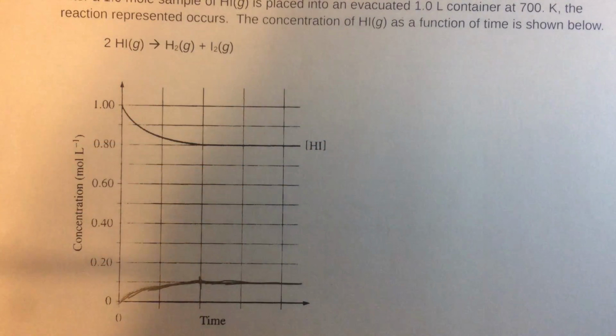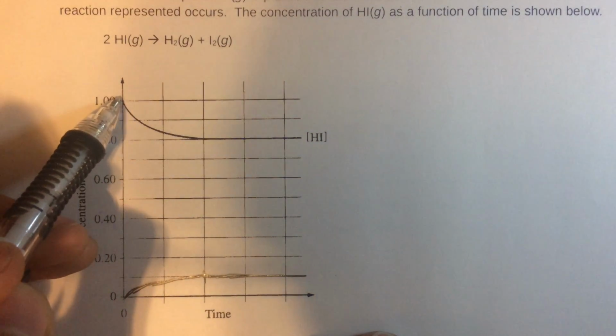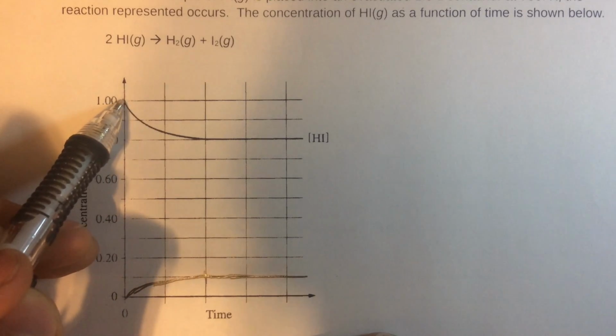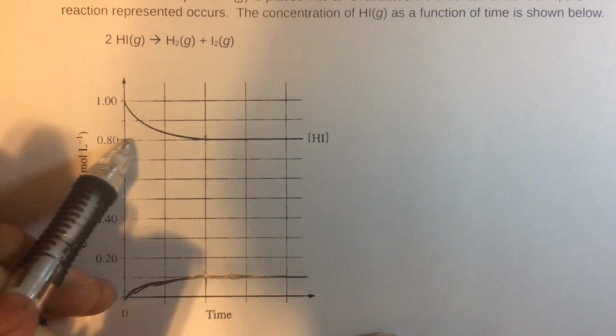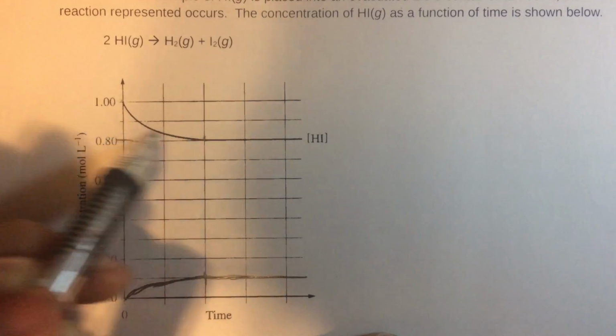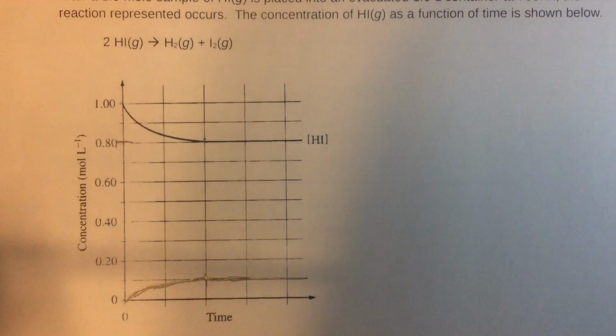So question B asks us what is HI at equilibrium. So if we look at the graph, we can see it starts up here at 1, and then it goes down until it reaches right about here when it levels out. So 0.80 is at its equilibrium.